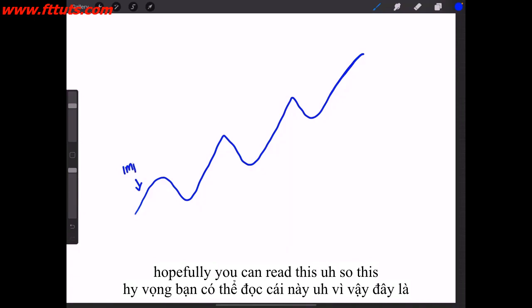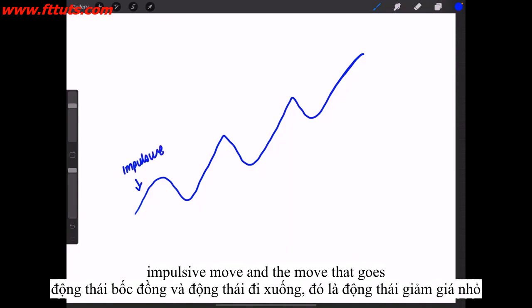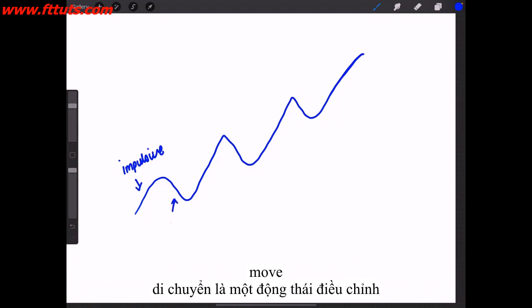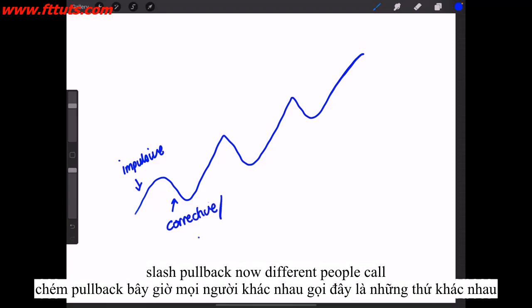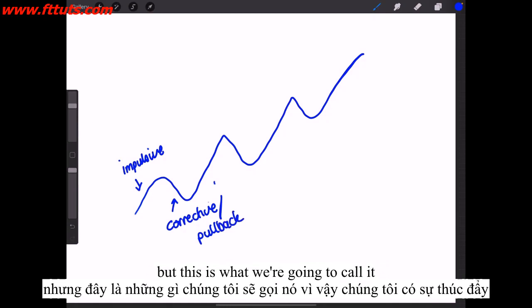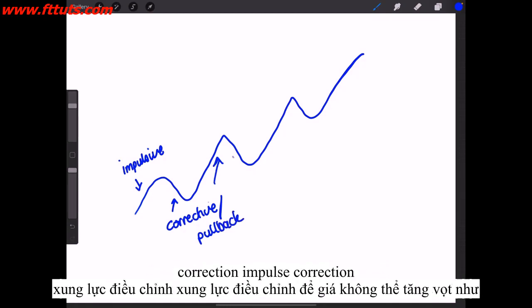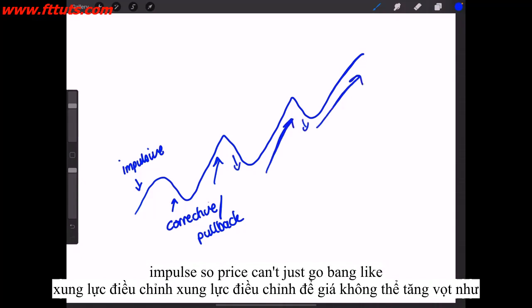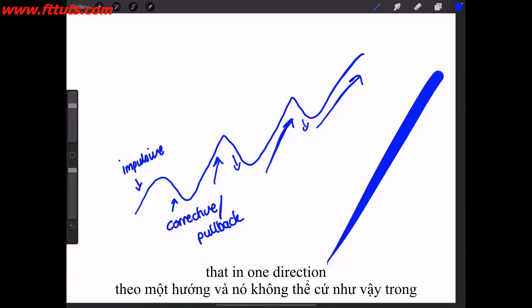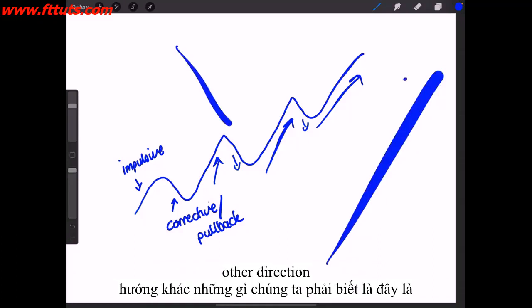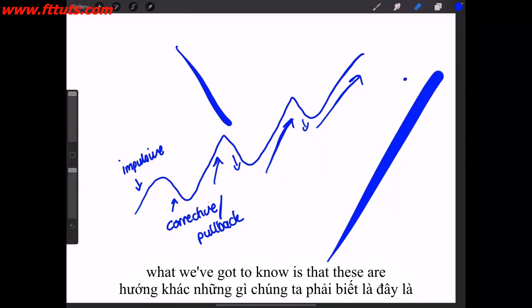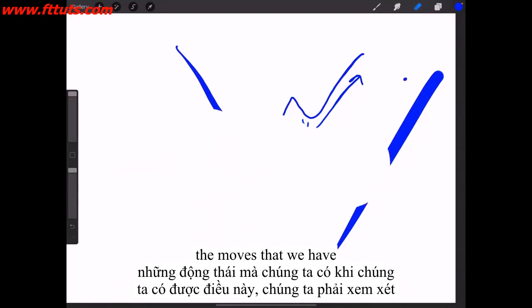Hopefully you can read this. So this is the impulsive move, and the move that goes downwards, which is the little bearish move, is a corrective move slash pullback. Now different people call this different things, but this is what we're going to call it. So we've got impulse, correction, impulse, correction, impulse. So price can't just go bang like that in one direction, and it can't just go like that in the other direction. What we've got to know is that these are the moves that we have.